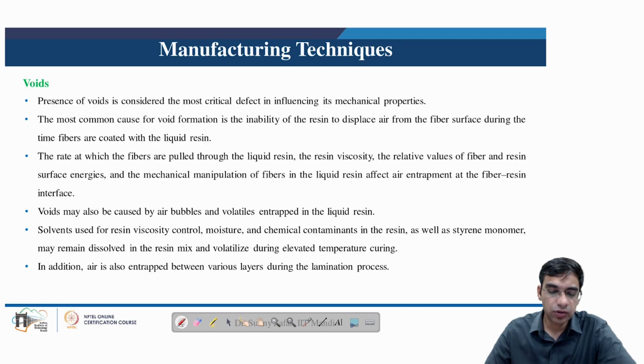Solvents used for resin viscosity control, moisture and chemical contaminants in the resin, as well as styrene monomer, may remain dissolved in the resin mix and volatilize during the elevated temperature experienced during curing. In addition to that, air may also get entrapped between various layers of the laminates during the lamination process. So all efforts are done to remove this entrapped air as well as the volatiles that may be produced during the manufacturing of such laminated composite parts, which are also used in wind turbine blades.